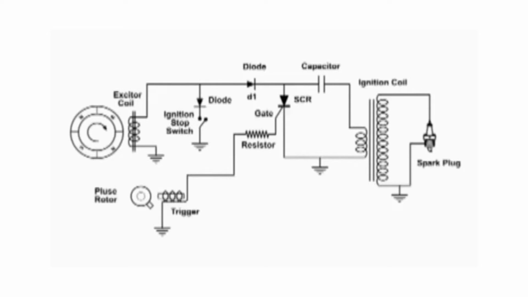And between those two is the SCR. That is the solid state device that triggers the discharge of the capacitor, which then produces a spark. And that happens when the gate gets a signal from the trigger. To the right of the capacitor is the ignition coil and spark plug.